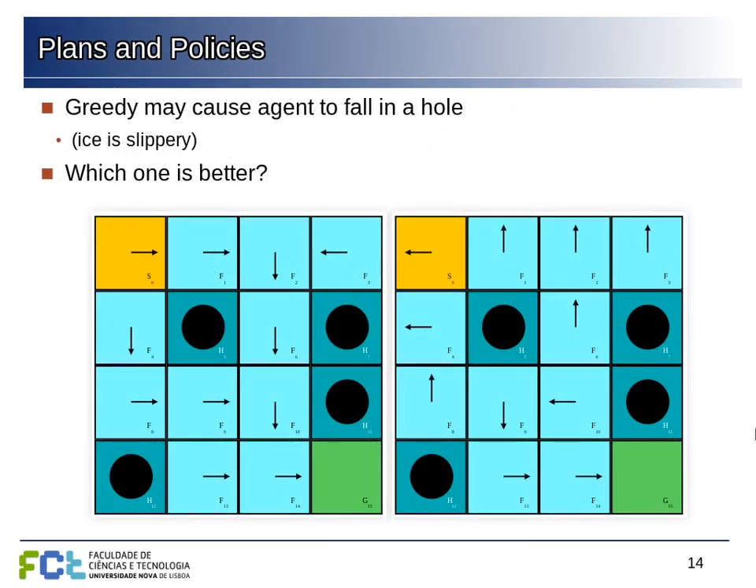Now, one problem here is that there are many different policies, and we need to figure out which one is the best policy if we want to optimize the reward. So one possibility would be, let's make a greedy policy where we always try to move towards the goal. So if we're here, we try to go this way. If we are here, we try to go this way. If we are here, we try to go this way, and so on.